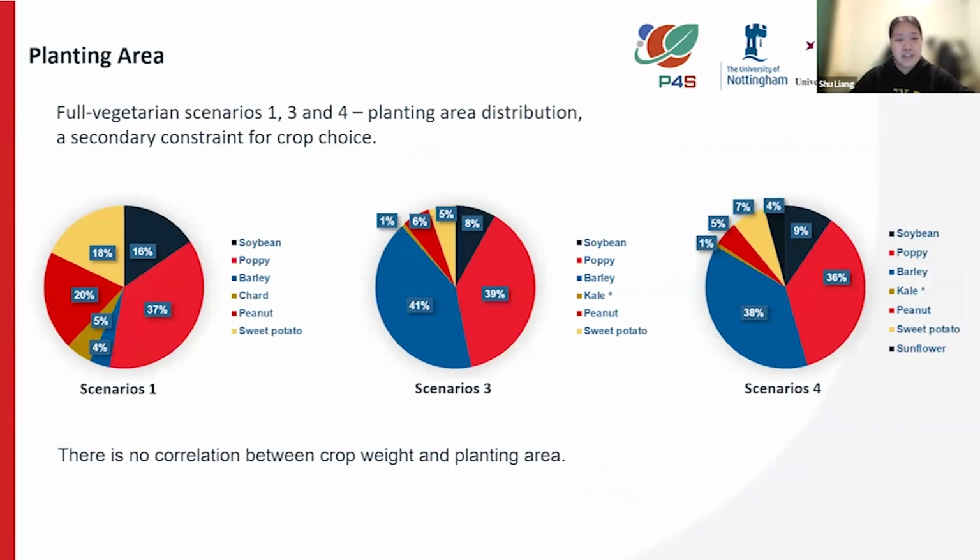And this is the planting area. Although the sweet potato accounts for half the food weight, it only accounts for about 6 or 8% of the planting area. And the barley and the poppy almost account for 80%. So we have evidence to say that if the crop waste is very high, it will need more planting area.